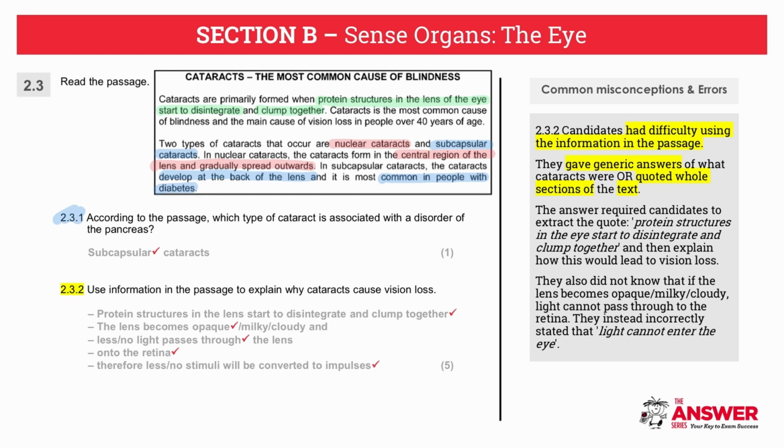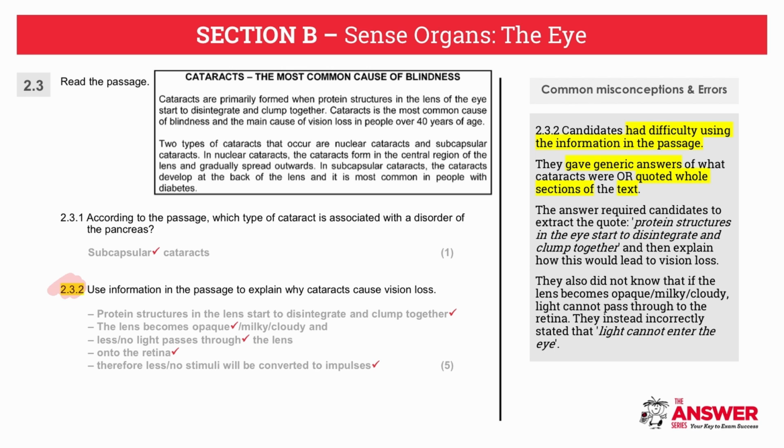Question 231, according to the passage, which type of cataract is associated with the disorder of the pancreas? So that would be the subcapsular cataracts, because they've mentioned diabetes, and that is a person who has an issue with insulin production in the pancreas. Then question 232 was a bit of an issue. It says use the information in the passage to explain why cataracts cause vision loss.